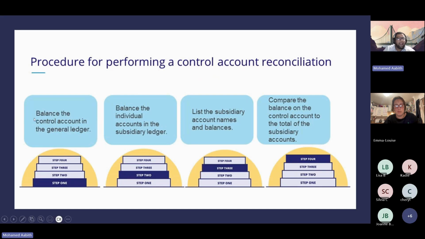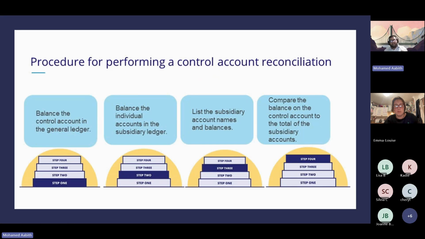What we do is balance the control account in the general ledger, then balance the individual accounts in the subsidiary ledger, list the subsidiary names and the balances, then put them all together and check the control account balance against the total of the subsidiary accounts. If there are any discrepancies, we will be able to find out what could have caused them.